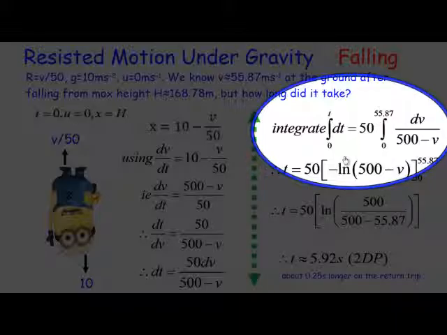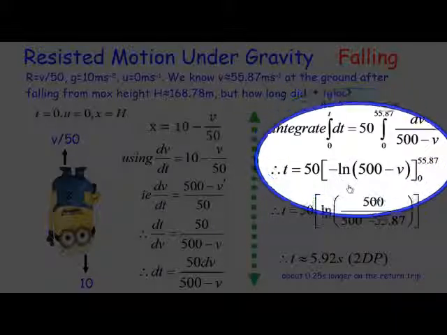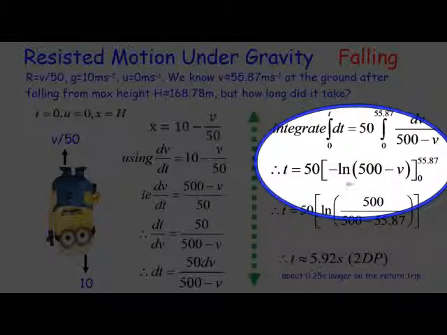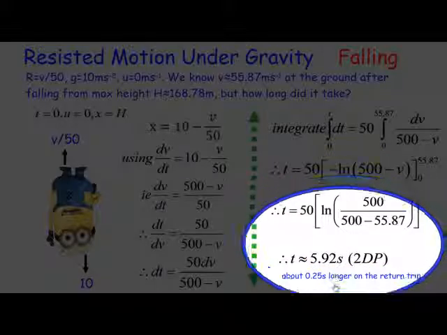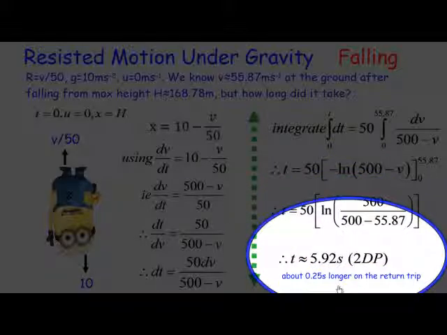And so the old minion, let's have a look. How long did it take him to fall down to that 168 meters? Well, if you do the integration, it's just going to be a log. You just put the numbers in, and you can see here it's going to give us about 5.92 seconds to come down again. So it's about 0.25 seconds longer on the return trip.